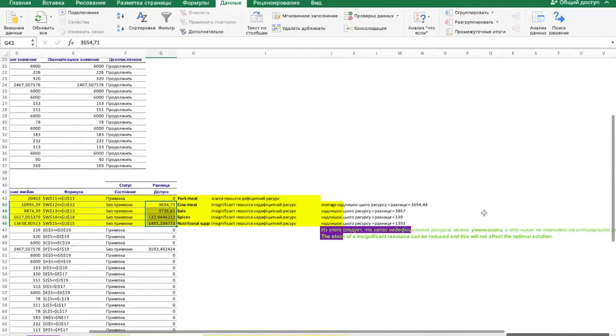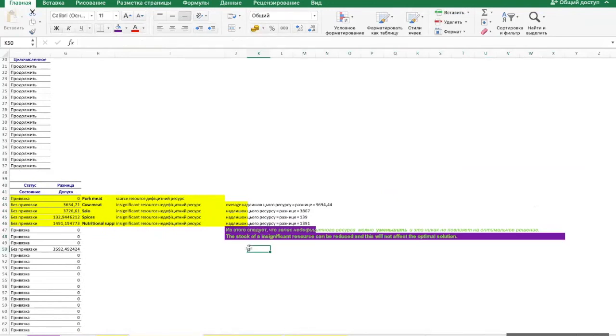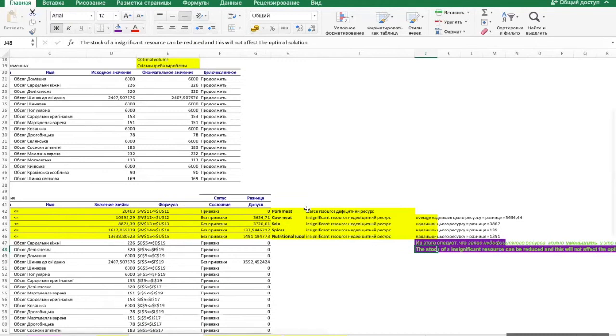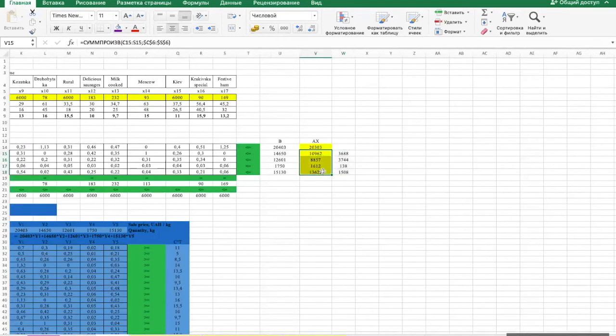And what does it mean? It means that the stock of our insignificant resources, so cow meat, cellulose, spices, nutritional supplements, can be reduced, and this will not affect the optimal solution. And we can reduce it to what kind of quantities? To those quantities which correspond to producing the optimal plan.